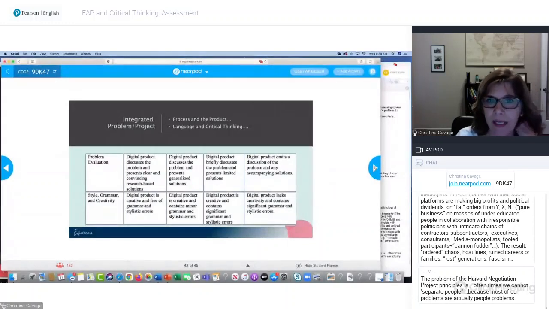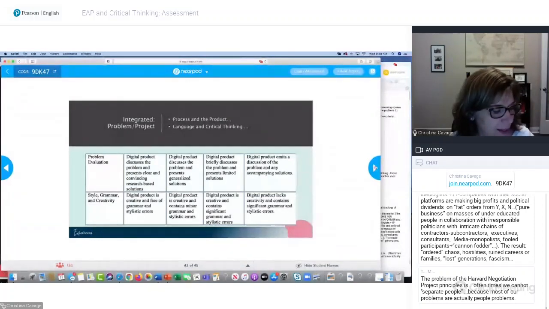So again, separating out the critical thinking and the language, but also taking into consideration the process as well as the product.